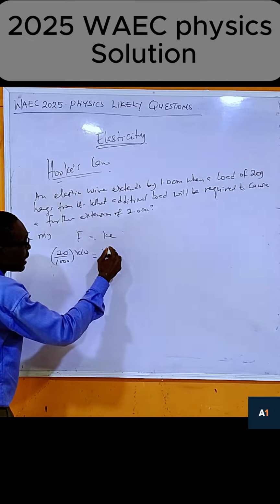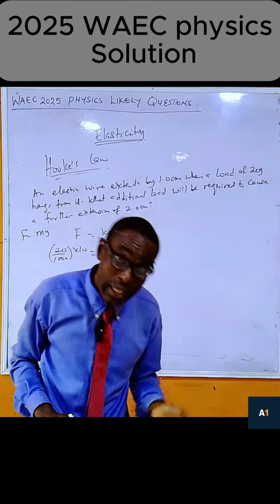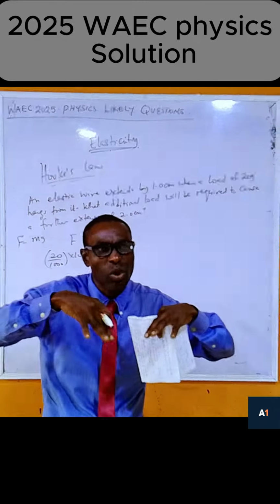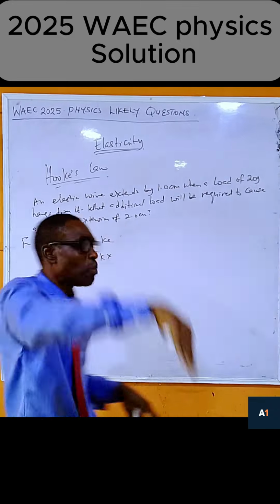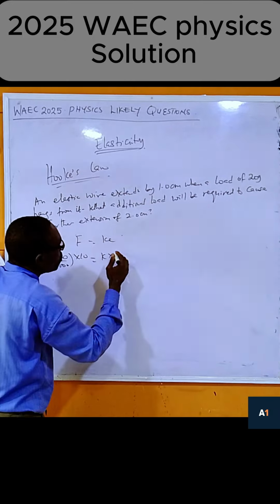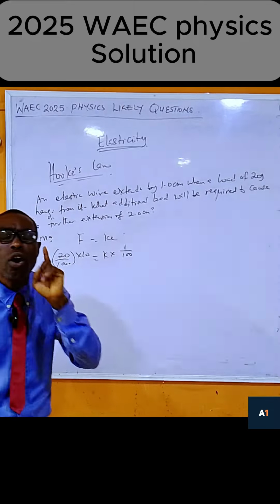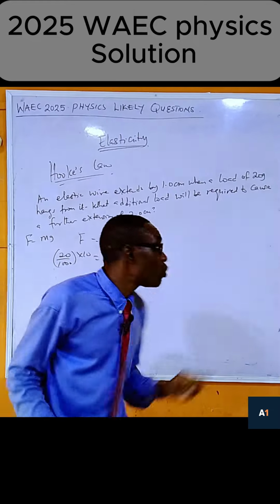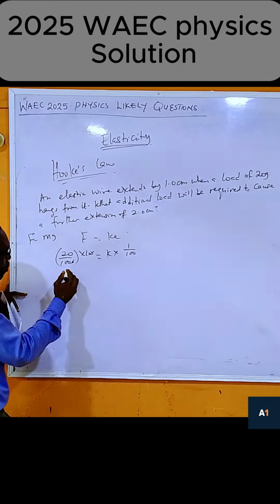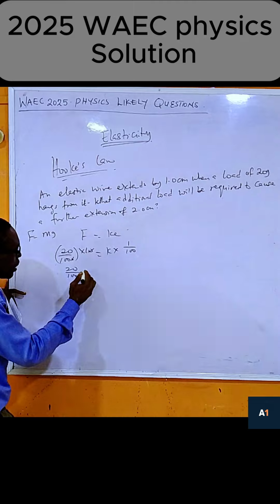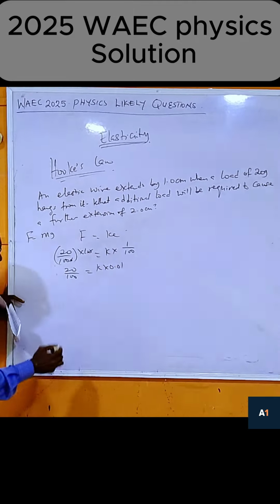Then we say K times this extension. This one demands conversion of scale, because they want to test how to convert scale and how to apply the formula. So the extension is 1 divided by 100, because 100 centimeter make 1 meter. So we convert this to meter. You have 20 divided by 100, equal to K times 0.01.